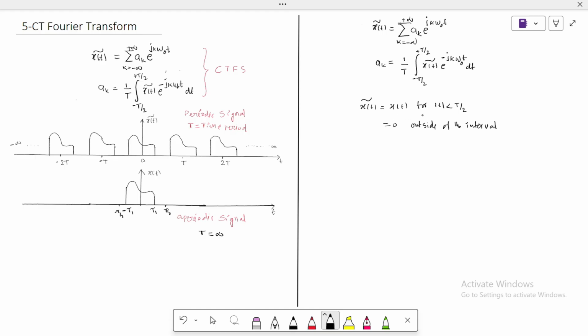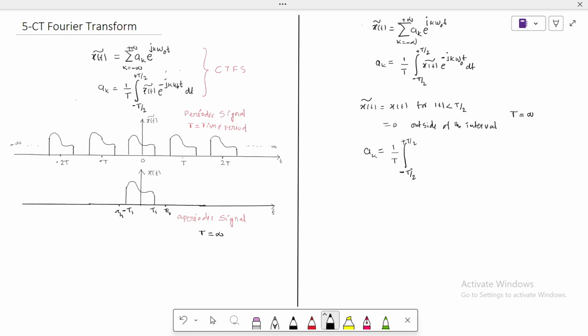Outside of the interval, the time period is equal to infinite. So now this aperiodic signal, we are assuming periodic with the time period equal to infinite. For this case, here I am writing ak equal to 1 by T integral from minus T by 2 to plus T by 2.